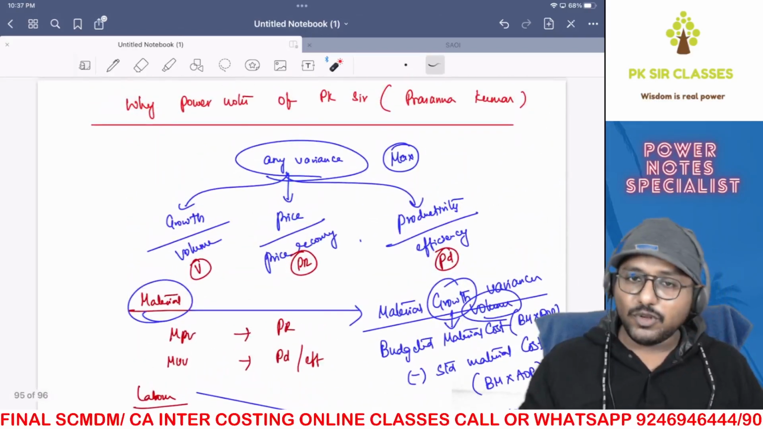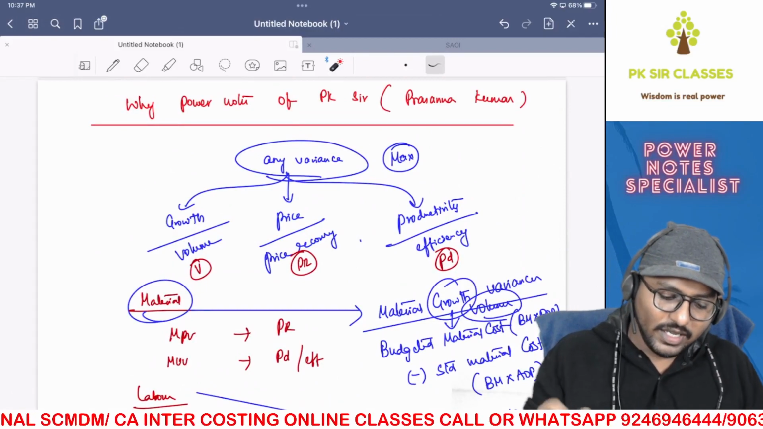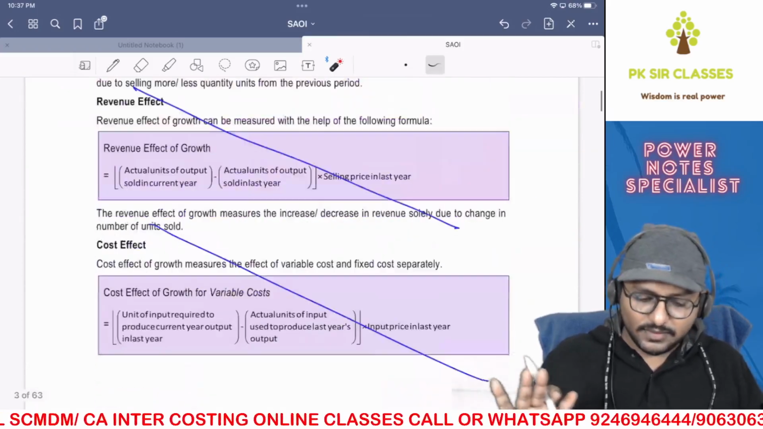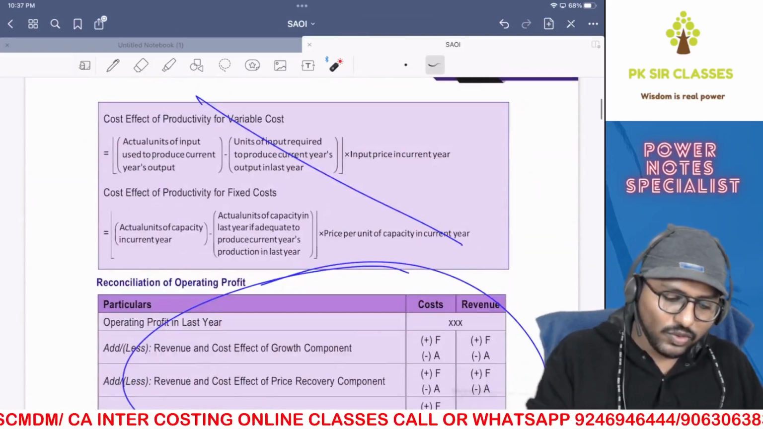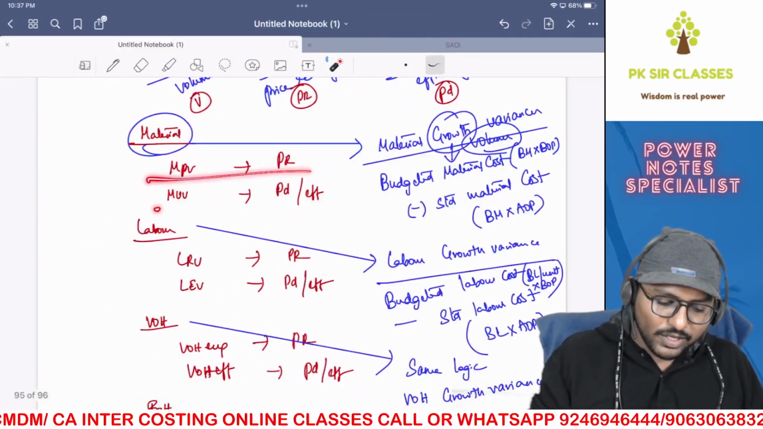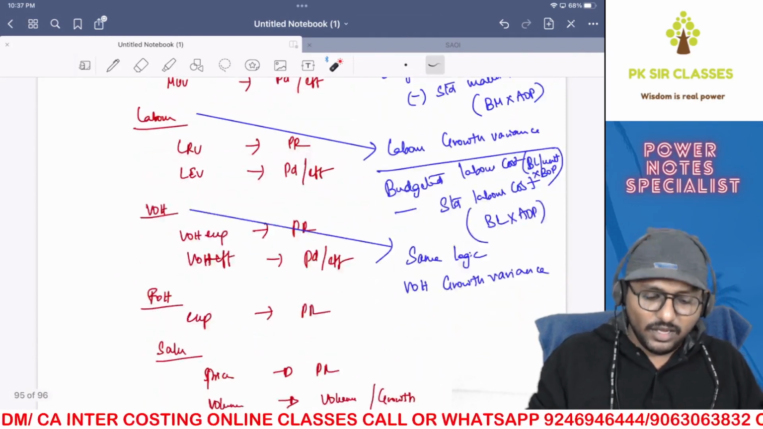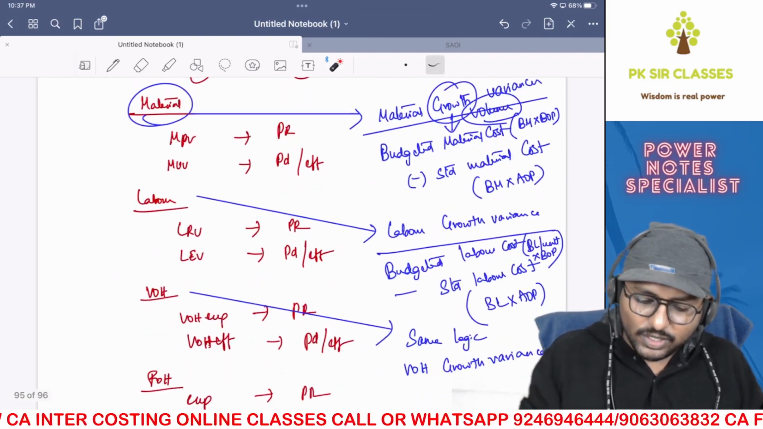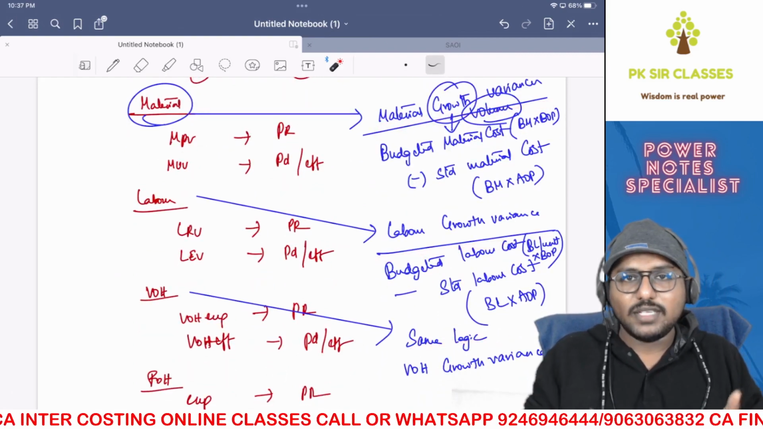That's it. If you know this, your entire strategic profitability analysis concept is done. Are you able to understand? Here in all these formulas, you already know the existing formulas, right? Use the same formula, that's it. The only new things that you are going to learn are these three, and for that also I just told you the concept.